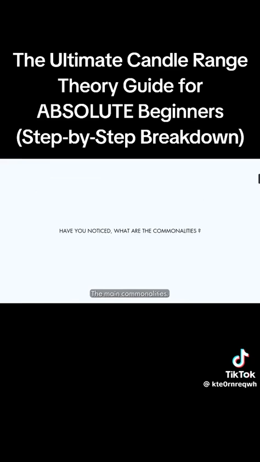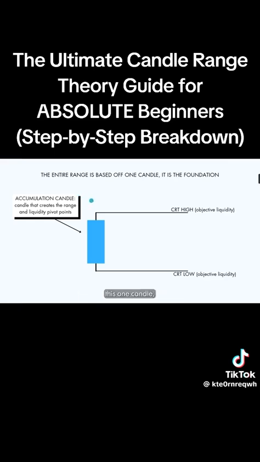The main commonalities. The entire range is based off of this one candle, our accumulation candle, which creates the main liquidity pivot points. I name them pivot points because once price reaches one area, it pivots and moves towards the next. And these are all objective liquidity, which I state because it is factored like this. There is no indecisiveness about whether this is maybe an equal high or trend line. It's solely based off of your 4-hour candle, which is printed by the market.